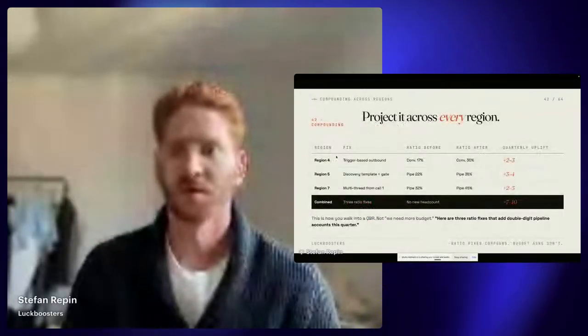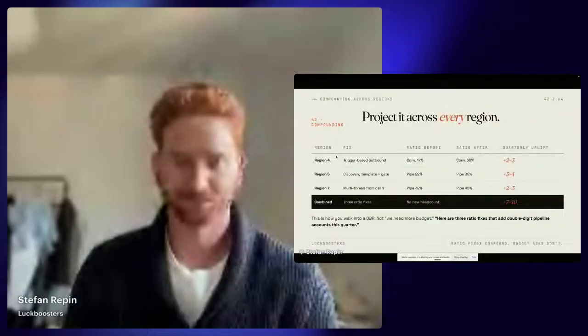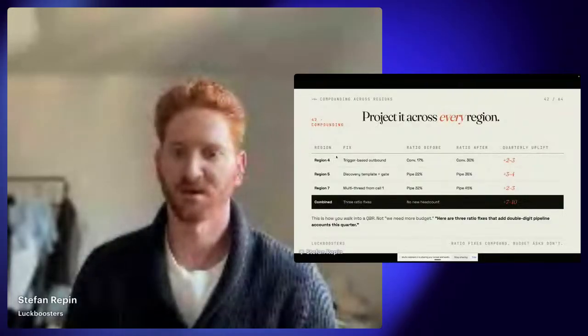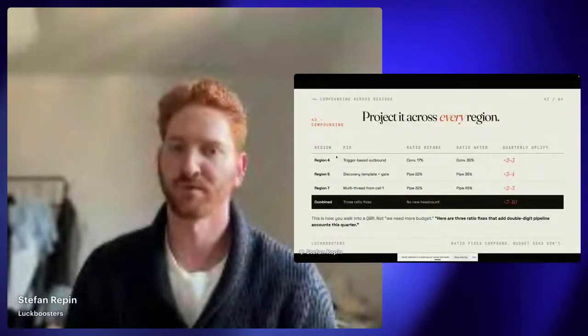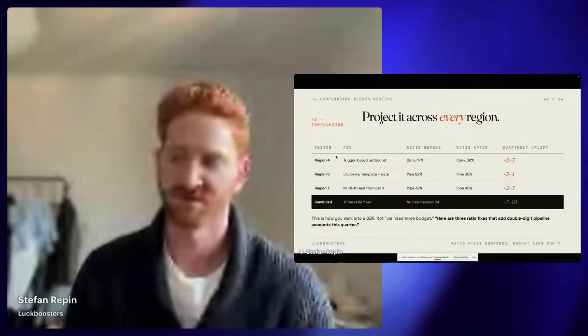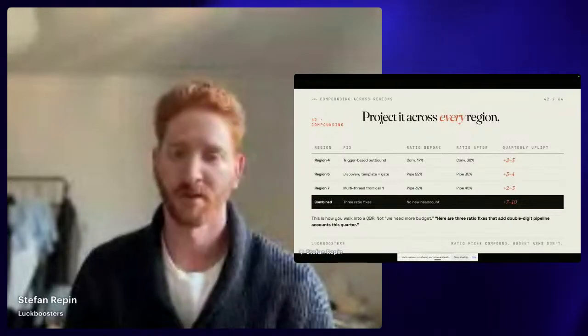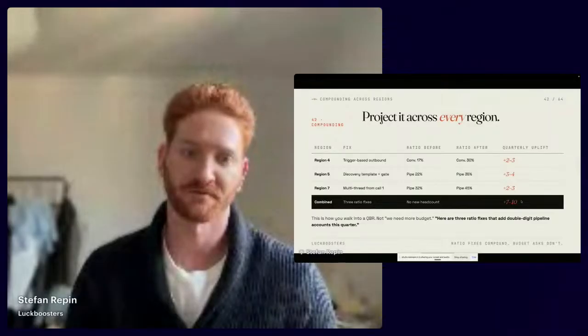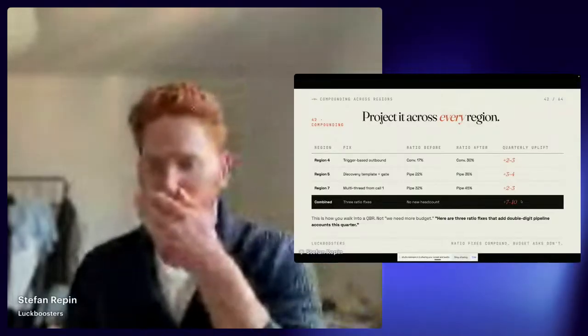If you look at it, what could be without new headcount? You just work on the fixes for every ratio. You can get to a quarterly uplift of 7 to 10 opportunities.